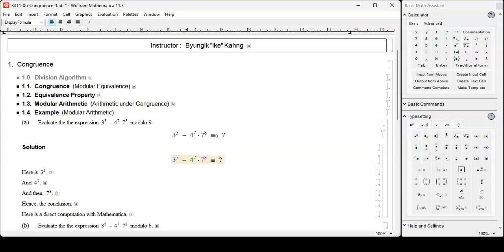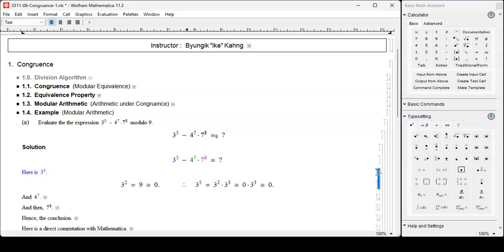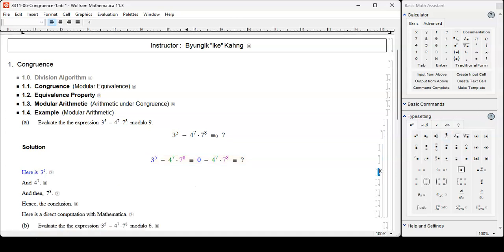Let's do this computation. 3 to the 5th power. How about that computation? Well, 3 times 3 is 9, and 9 is congruent to 0. So this is pretty simple. 3 squared is 9, so that's 0. So 3 to the 5th power is 3 squared times something, so it's 0 times something, so 3 to the 5th power is 0. So what do you have here? Let me copy and paste this entire thing. This turns out to be 0. Okay, 1 down, 2 more to go.